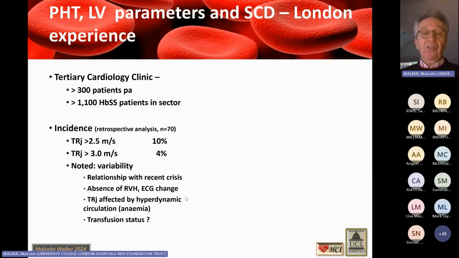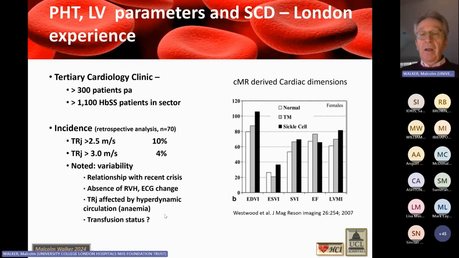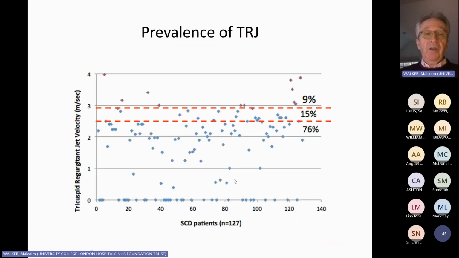And unlike other situations, like let's say, take for instance scleroderma, where you see pulmonary hypertension, in the sickle group, you often don't see ventricular hypertrophy or ECG change quite as commonly, at least not until pulmonary hypertension is fixed and firmly established. And you've got to be a little bit careful that velocities are affected by the degree of anemia. And this is what it looked like in terms of cardiac study. This is from Mark Westwood's thing.